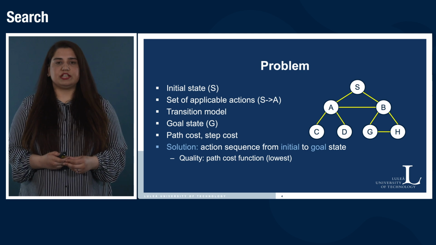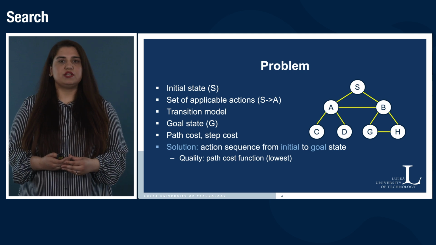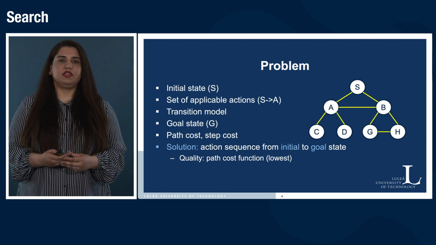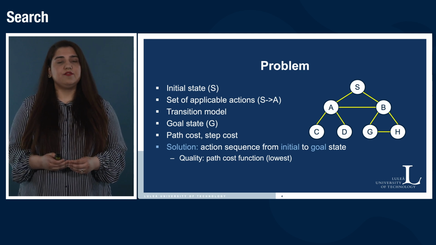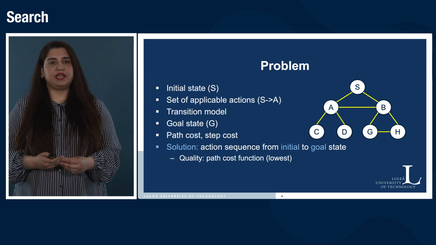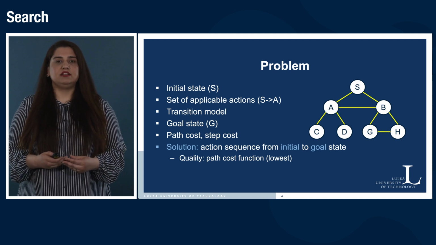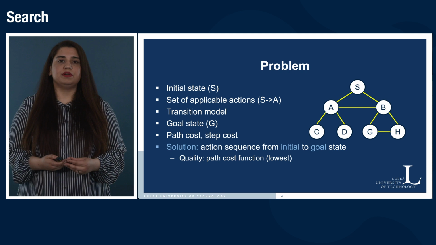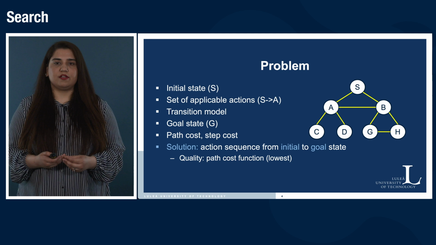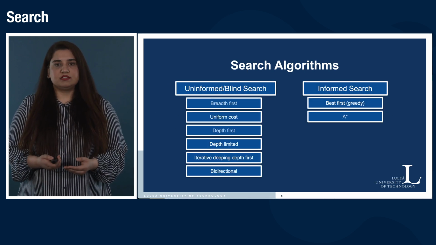And while we are traversing from one node to another one, we have a certain path cost or step cost that we have to cover in order to conduct our action. And here the target is that we have to derive a certain action sequence from initial to goal state in a way that the solution is of good quality. And we define how we are setting the quality parameter here. For instance, in this example, we say that the path cost function should have the lowest value, and if we have the lowest value, our solution is of good quality. So that is how our problem is designed.